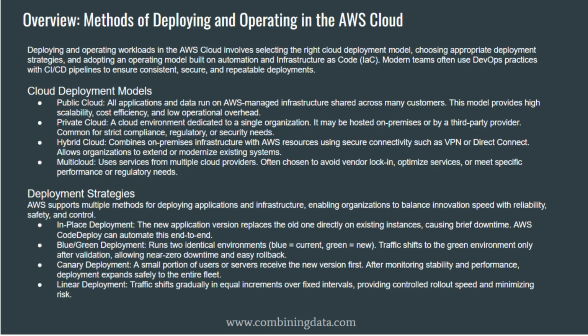Operating model in AWS. Big picture: modern AWS operations are built around automation, infrastructure as code (IaC), CI/CD pipelines, and DevOps practices. AWS services commonly used: AWS CloudFormation, AWS CodePipeline, AWS CodeBuild, AWS CodeDeploy. These practices ensure deployments are repeatable, secure, auditable, and scalable.